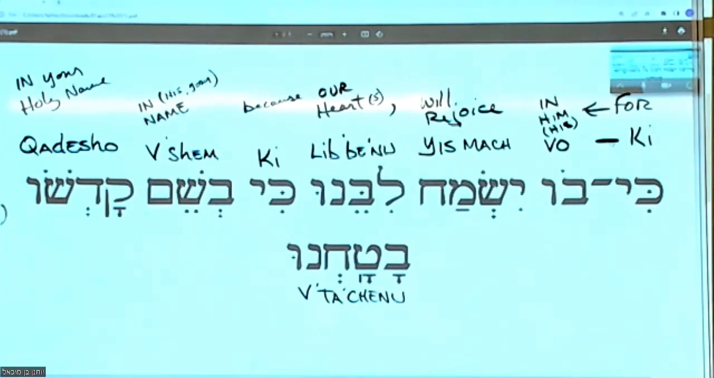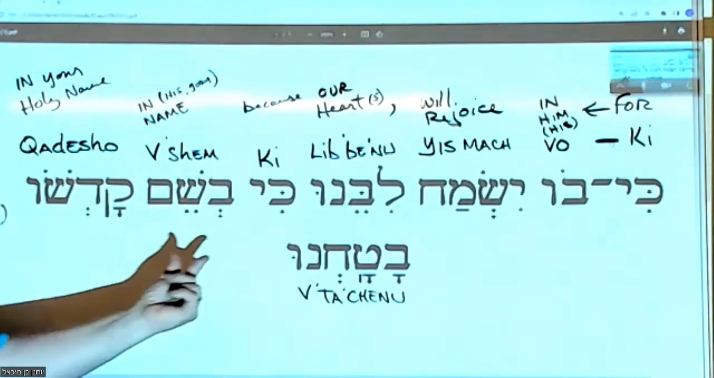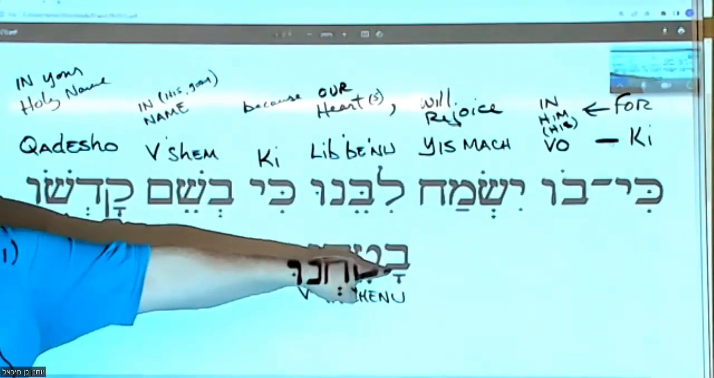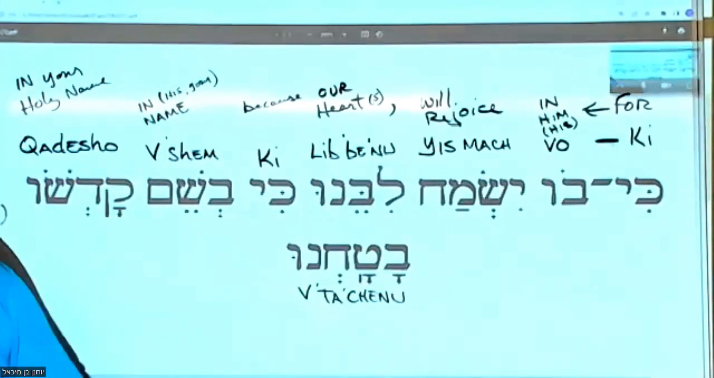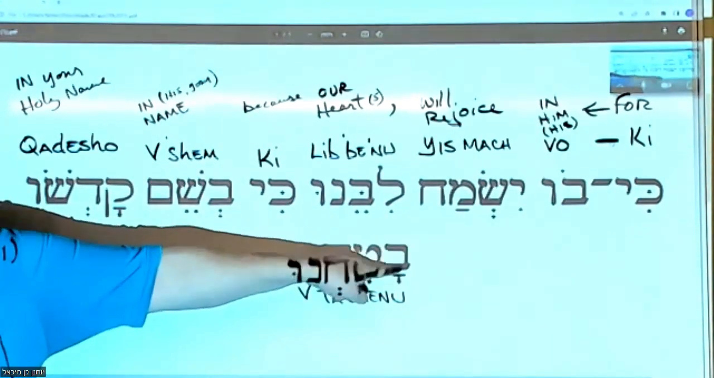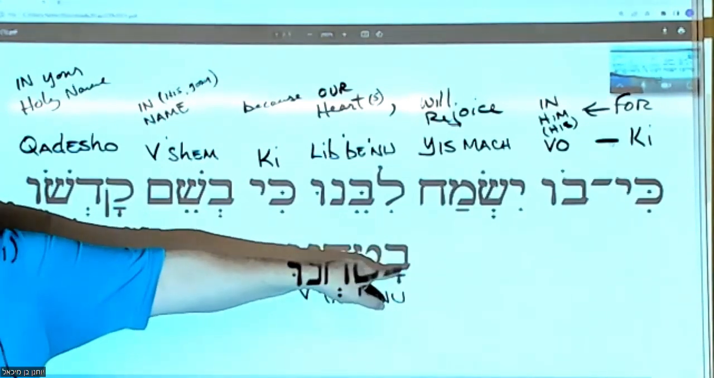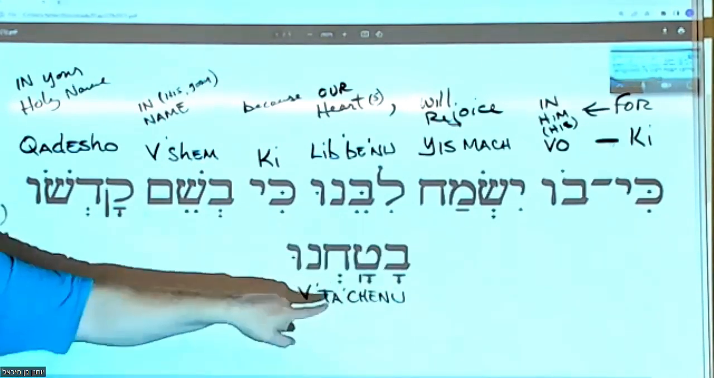Okay, so let's look at this logically. We know that nu is a suffix. We know that we're talking second person, right? We're talking us, right? Nu, us. So we're most likely not going to have, because we're looking for a 3-letter root, if we take that and make that beta prefix, you don't have a 3-letter root. So go with what you know.